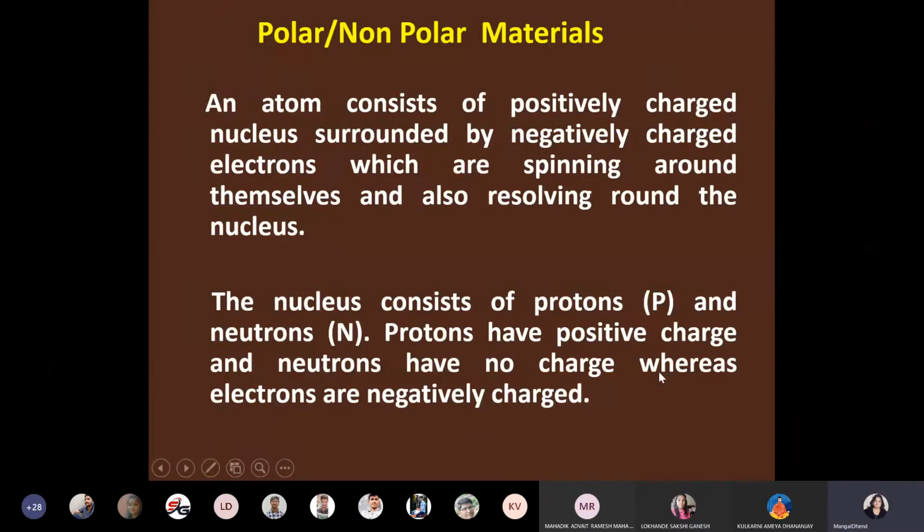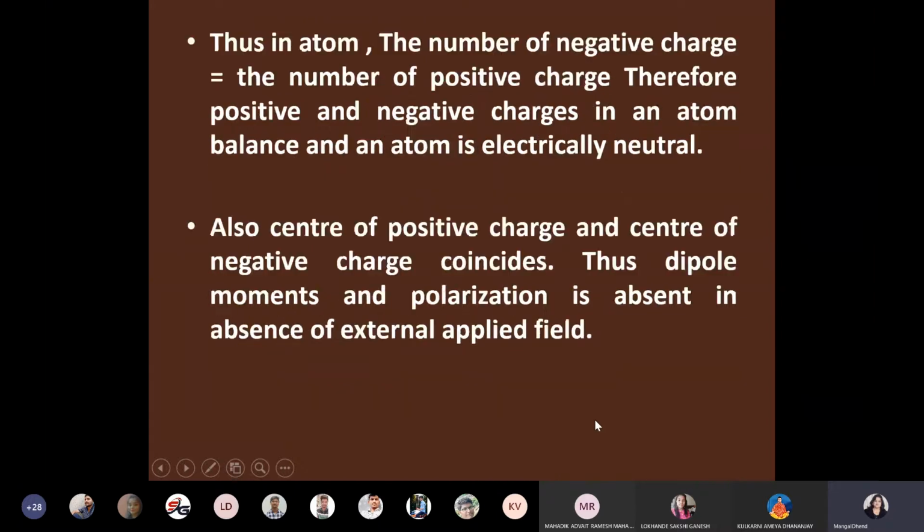You can say protons are positive charge and electrons are negatively charged, yet the atom as a whole is a neutral atom, because the whole positive charge and negative charge cancel each other since the centers coincide. So the atom is chargeless, neutral. But when a dipole moment is created, only then will polarization happen.